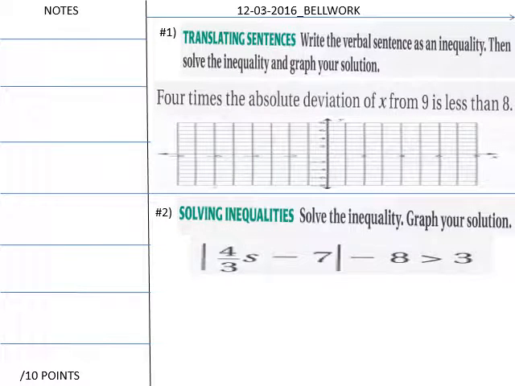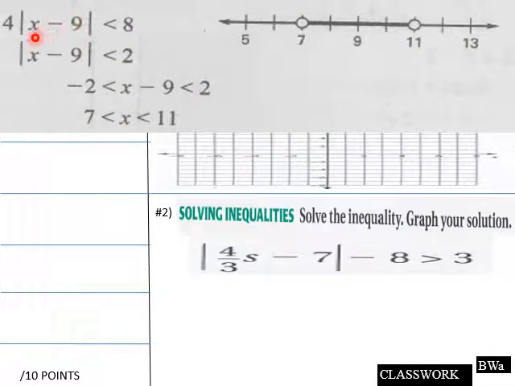Okay, welcome back. For number 1, our solution would be here. 4 times the absolute deviation of x from 9 is less than 8, and this is the way that we would go from the verbal to the algebra. We divide through by 4, and we get that x minus 9 is less than 2 and greater than negative 2. Then we solve for x by adding 9 to both sides, and here will be the graph.